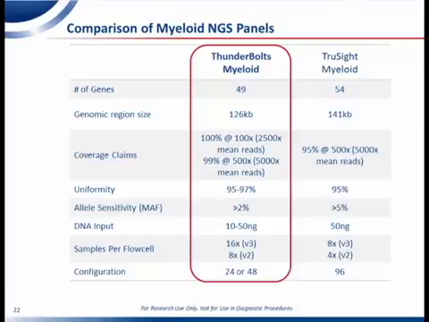Because of its high uniformity, the ThunderBolts panel can process a greater number of samples per MiSeq run than was recommended by Illumina. For instance, for the V2 kit, we can process 8 samples. For the V3 kit, we can process 16 samples, where Illumina recommends 4 samples for the V2 and 8 samples for the V3. RainDance also sells the kits in 2 different configurations, 24 and 48 samples, as opposed to just the 96 samples for TruSight, allowing researchers flexibility in their experimental design.